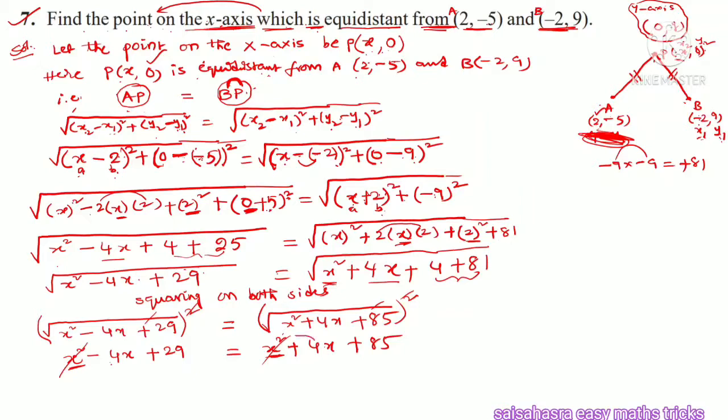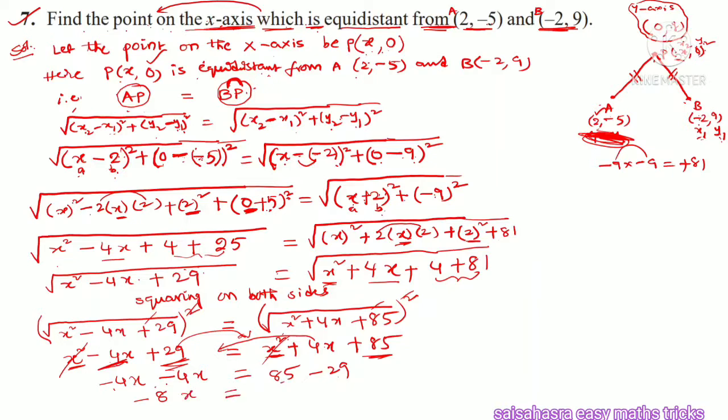So I want to transpose plus 4x to the LHS. Already minus 4x is there. Plus 4x, if you transpose, will become minus 4x. On the right side 85 is left. On the left side plus 29, if you transpose, will become minus 29. Minus 4x minus 4x, minus 4 minus 4 means minus 8x, is equal to 85 minus 29.